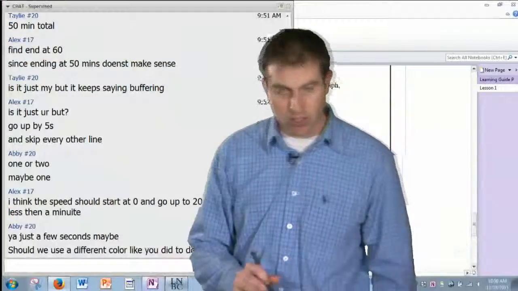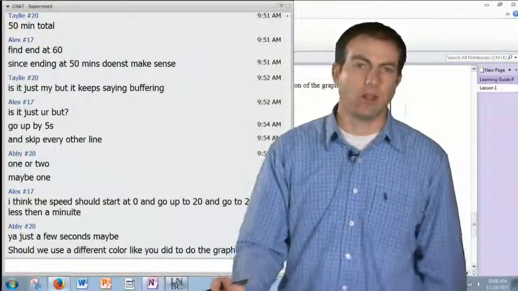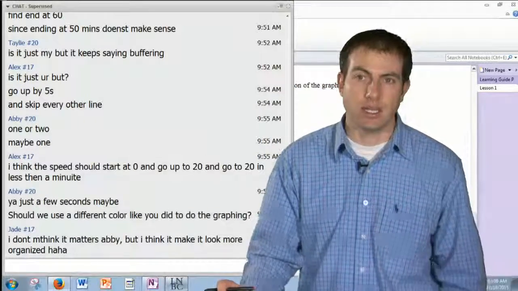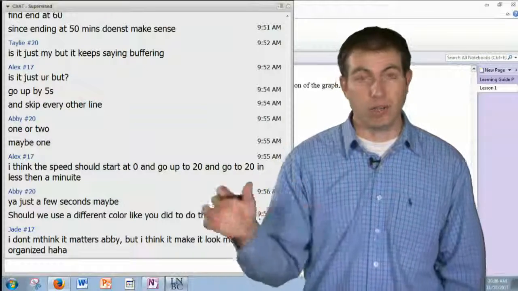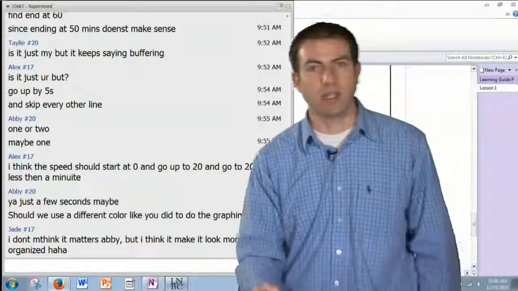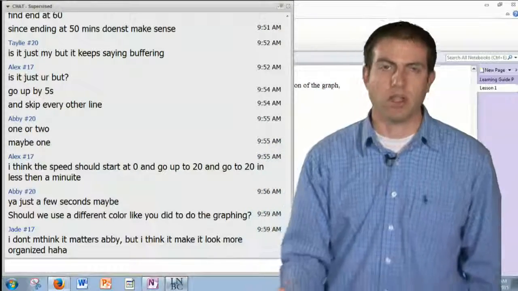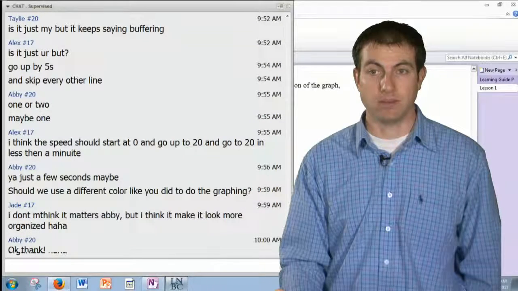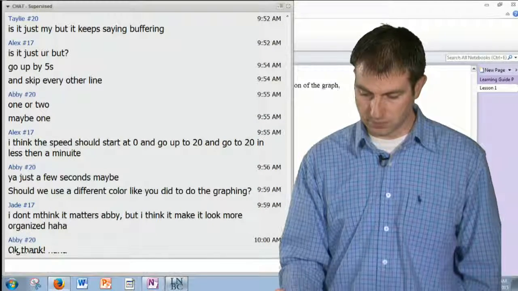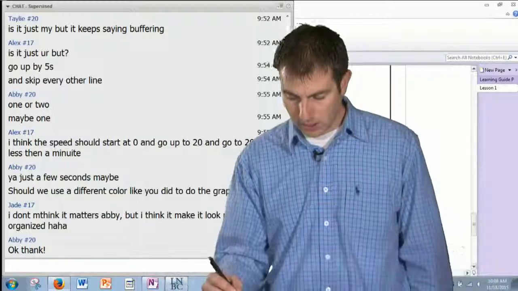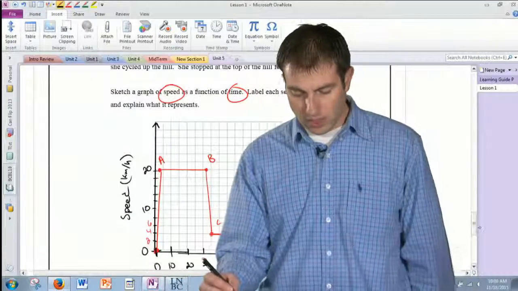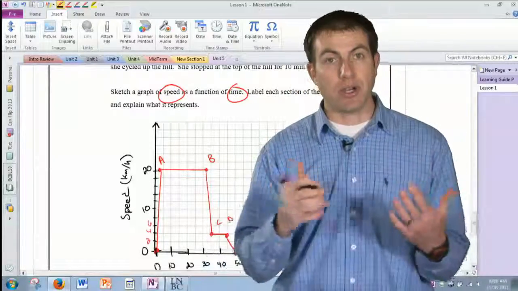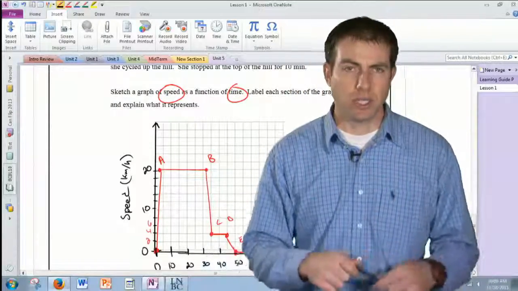Should I use a different color like you did for graphing? No, that's not important. If you have a different color handy and it makes it easier to see and recognize it for you, then by all means go ahead and use a different color, but it's not required. So we'll just assume you only have a pencil with you, and if you can do it, then just go with it in a pencil. All right, so that's looking at a paragraph and trying to interpret it in terms of a graph, which can be tricky.